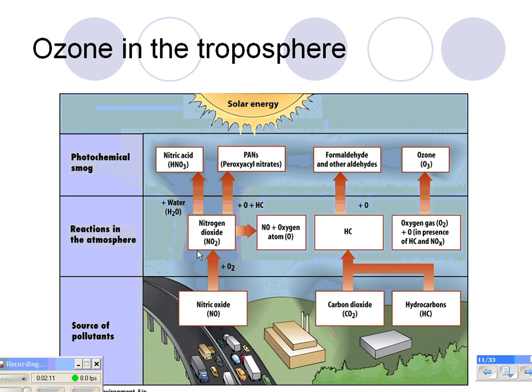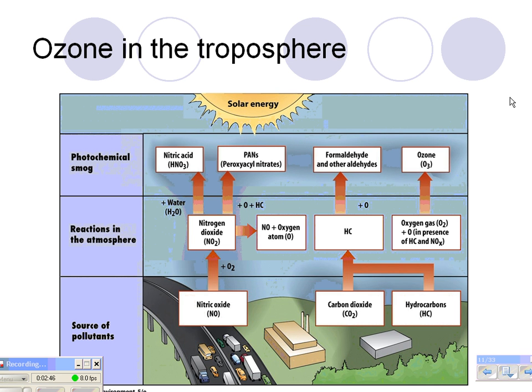So we see some reactions that take place in the atmosphere. You don't need to memorize these reactions, but you do need to know that ozone is a secondary pollutant, and that it is one of the main components of photochemical smog. So again, ozone in the troposphere, it's a pollutant. It is a respiratory irritant, and it comes from our automobiles or car exhausts, our nitrogen oxides. We also have hydrocarbons and carbon dioxide, which aid in the formation of ozone in the troposphere.